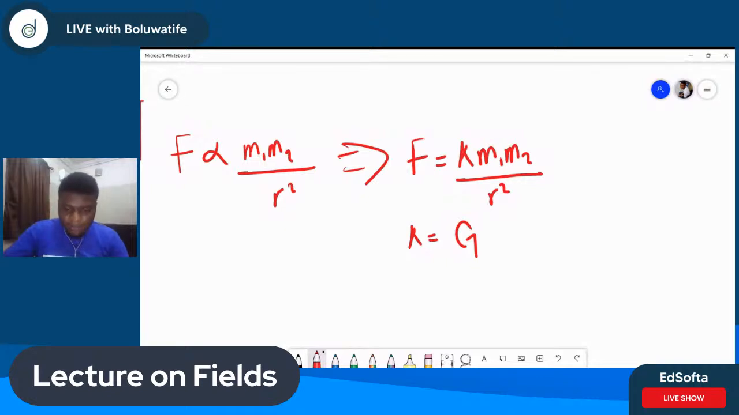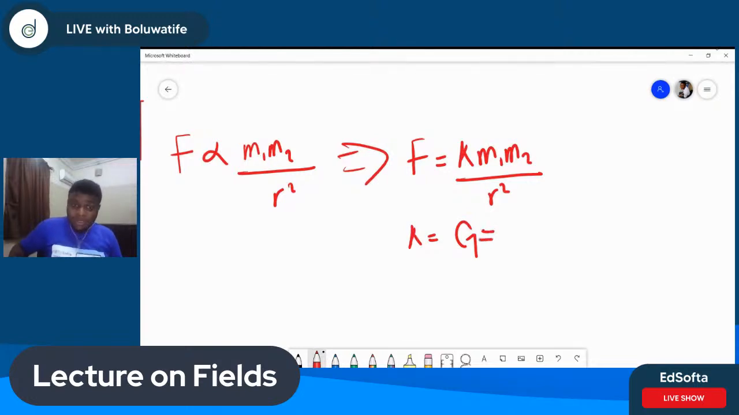Let me just confirm what G is quickly. Okay, so G is our constant here. It's called a gravitational constant. So instead of just writing K, all we have is G.